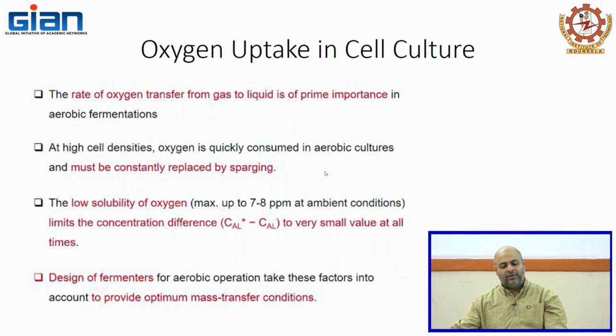At high cell densities, oxygen is quickly consumed in an aerobic culture and must be constantly replaced by sparging. The low solubility of oxygen is a max of 7 to 8 ppm at ambient condition. Now, if you ask me what an ambient condition would be, I will say 25 degrees Celsius. That is what an ambient condition is for us. What would be the ambient condition in a bioreactor?